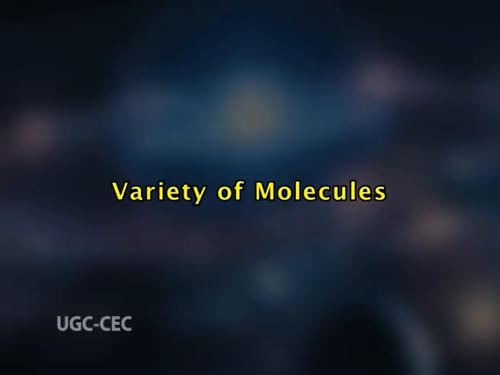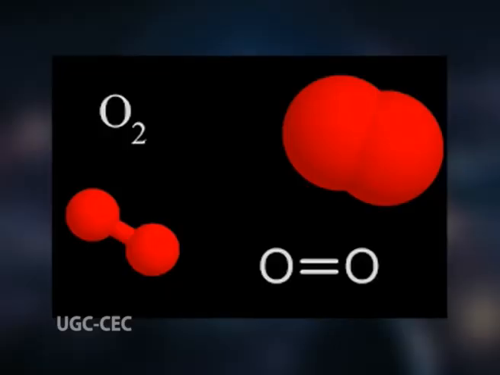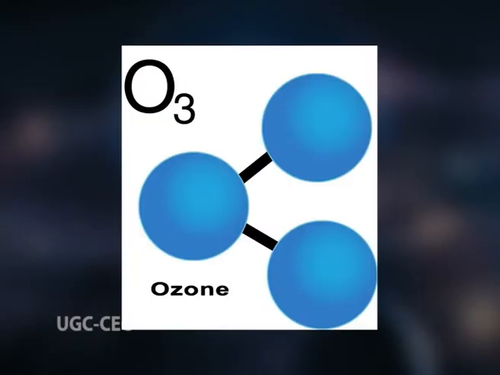Now let's have a look at a variety of molecules. Molecules can be simple or complex. They can even be made up of just one atom. The element argon is a one-atom molecule. Other molecules can consist of two atoms of the same element. The oxygen molecule is made up of two oxygen atoms bonded together. However, in certain circumstances, three oxygen atoms bond together, forming a molecule called ozone.